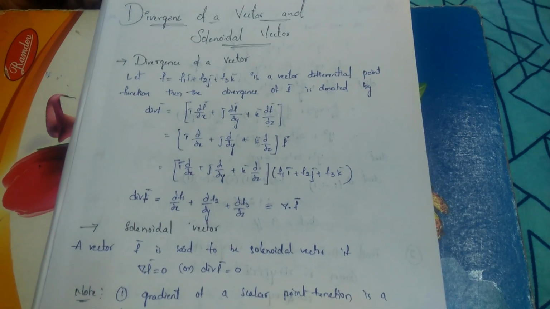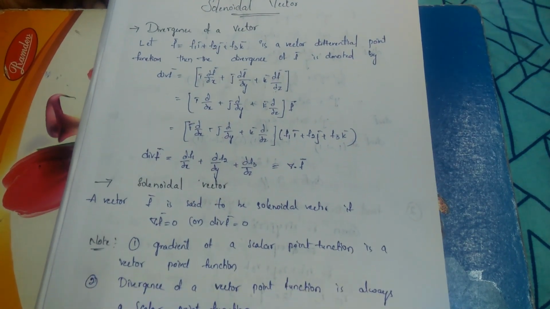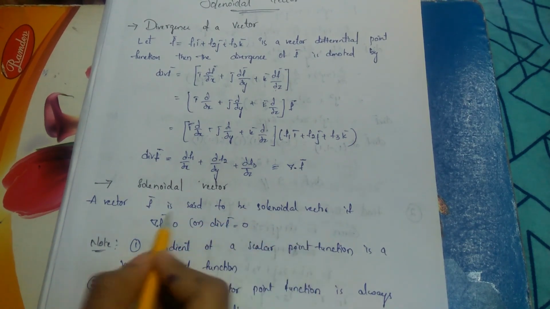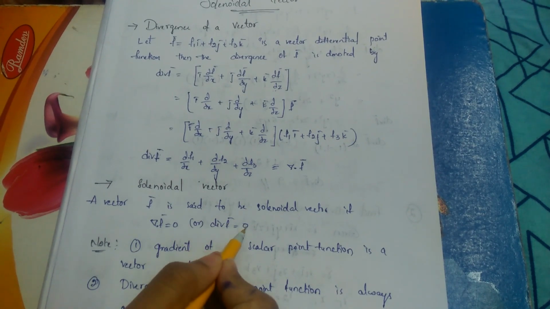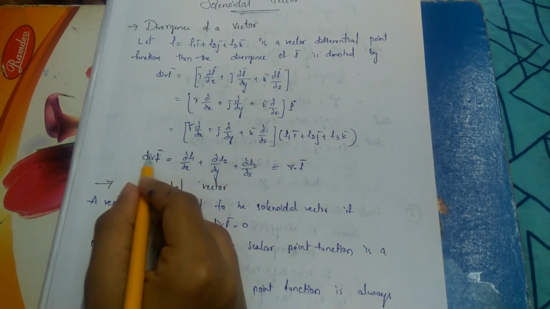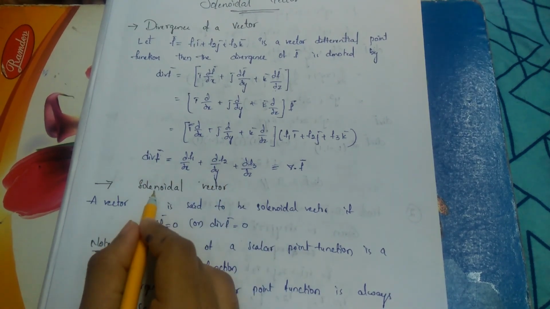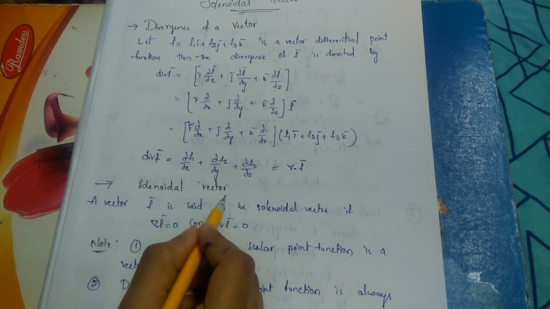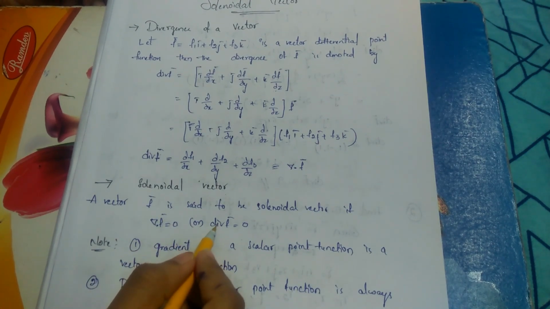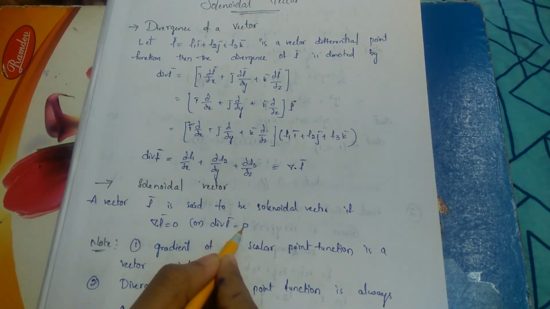And then here we shall see the solenoidal vector. A vector f bar is said to be a solenoidal vector if del dot f bar is equals to 0 or div f bar is equal to 0. So when we find div f bar, if we get the value of div f bar as 0, then we call it a solenoidal vector. That is del dot f bar is equals to 0 or div f bar is equals to 0.